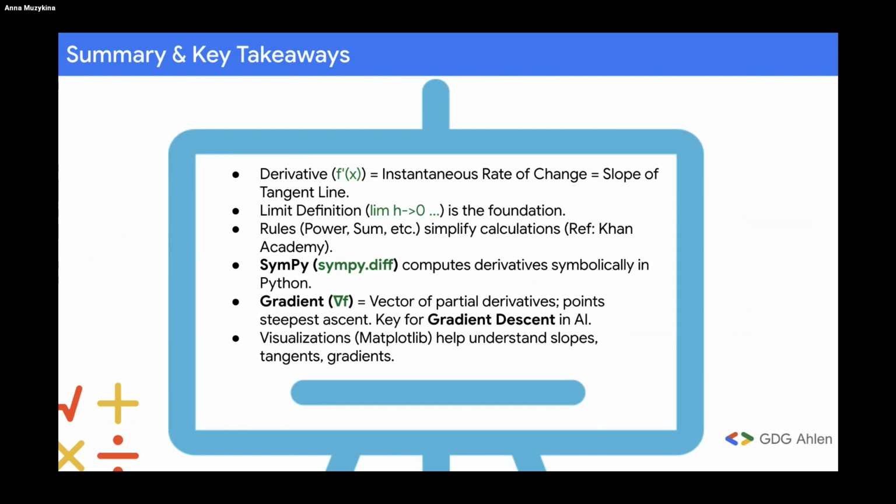For functions of multiple variables, the gradient nabla f is a vector of partial derivatives and points in the direction of steepest ascent. This is fundamental to gradient descent optimization in AI. We saw how Matplotlib helps visualize secant lines, tangent lines, and gradients, aiding intuition.